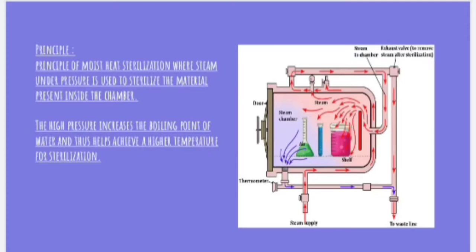Now, procedure for running an autoclave. In general, an autoclave runs at a temperature of 121° centigrade for at least 30 minutes by using saturated steam under at least 15 psi of pressure. The following are the steps to be followed while running an autoclave.